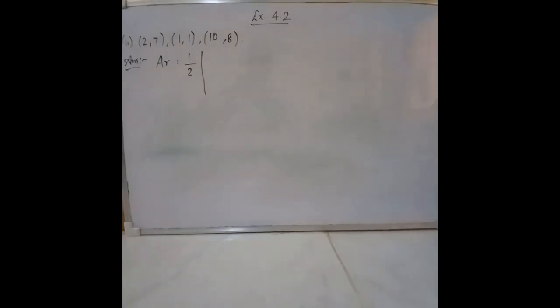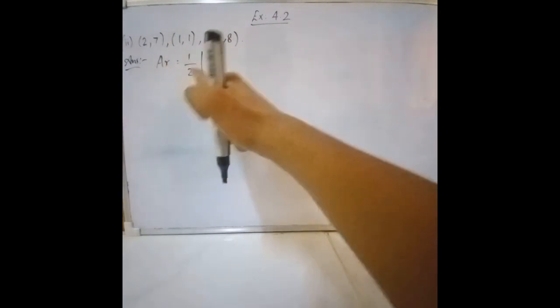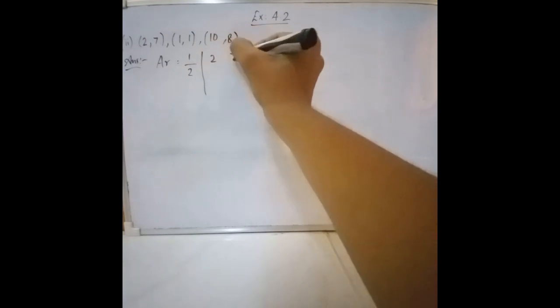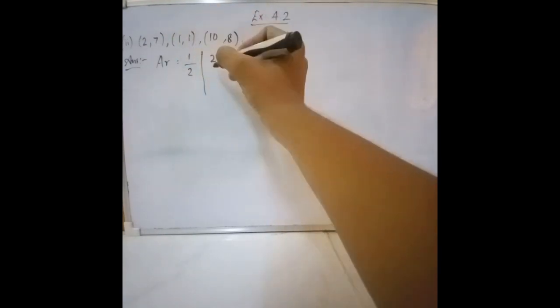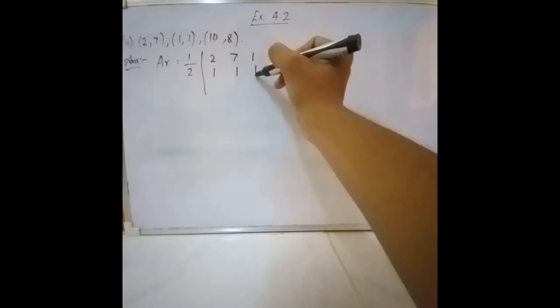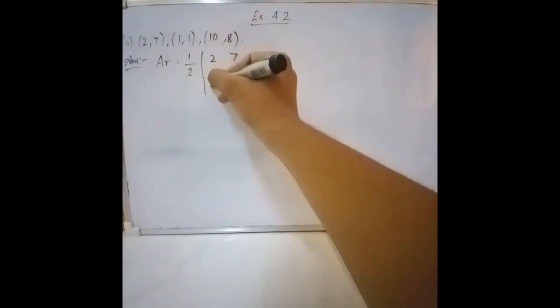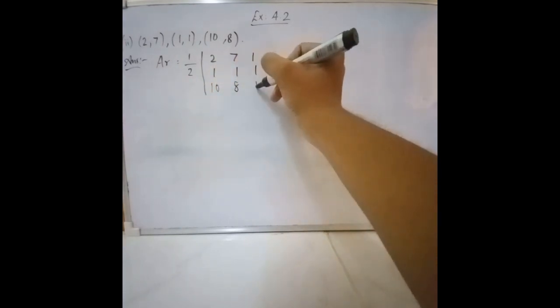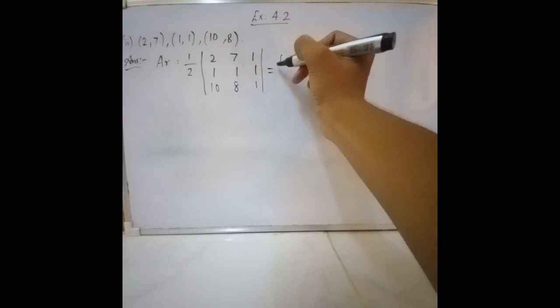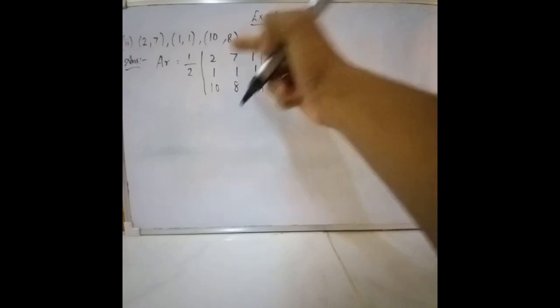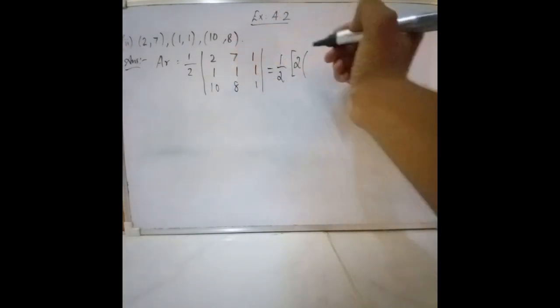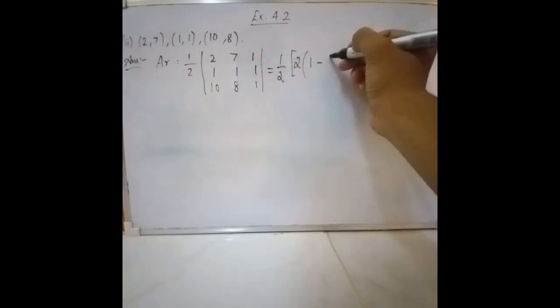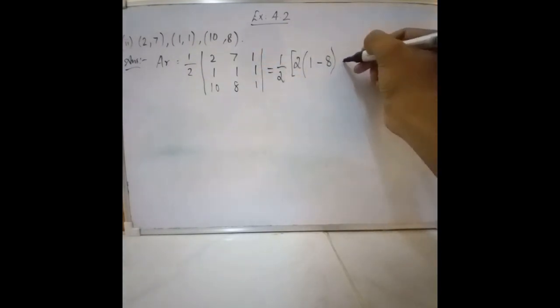Let's go to the second sub-question. For the area, we use the same formula. First x1 and y1, which is 2, 7, then the third one is 1. Then x2, y2 is 1, 1, and the third element is 1. And x3, y3 are 10, 8, and the third element is 1. Now just simplify. Half into the first element times the determinant of these 4 elements: 1 into 1 would be 1, minus 8 into 1 would be 8, so 1 minus 8. The second element is negative, and we have 7 as the second element.